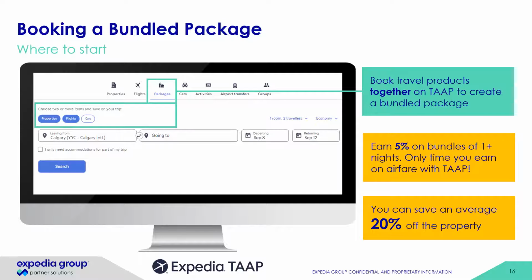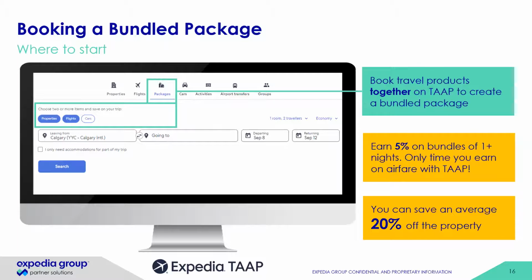And so this is just going to be another feature to offer the best value for your travelers while you earn commission. So as a reminder, this will be the only way that you can earn on airfare on Expedia TAAP. Since we don't pay our commission on airfare by itself, if you make a standalone airfare flight booking, you can earn on all components of the travel in the bundle. So just keep that in mind.